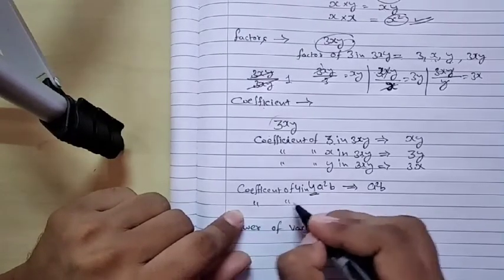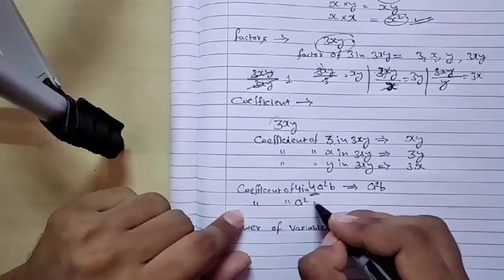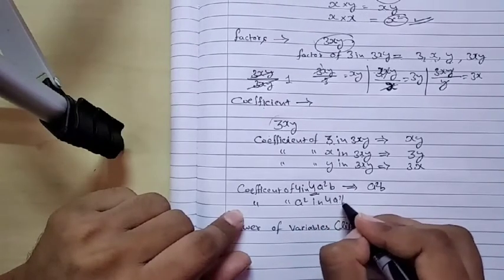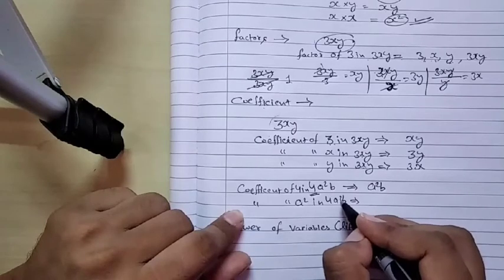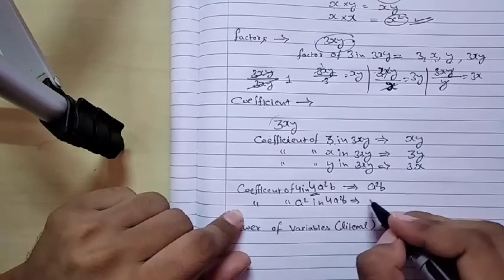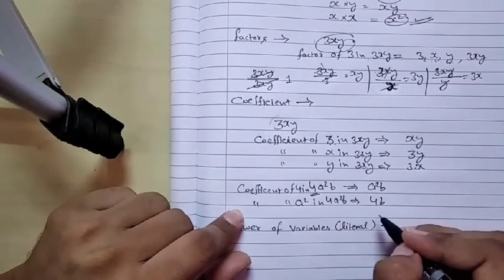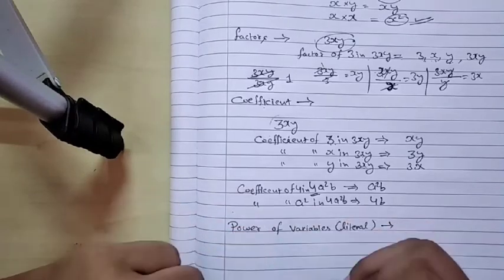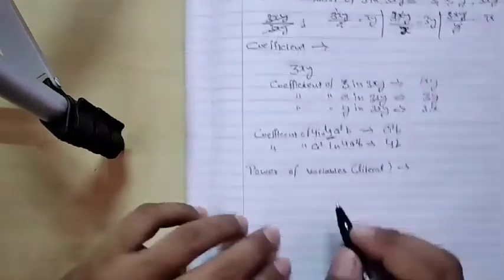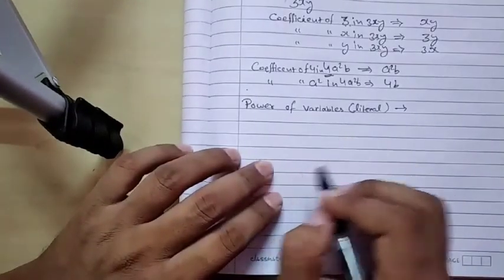Suppose if you have to find the coefficient of a square in 4a square b, so as I told you, a square को छोड़कर क्या बचा? 4b. Then 4b will be the coefficient of a square. Got it? Now the power of variable or literal.